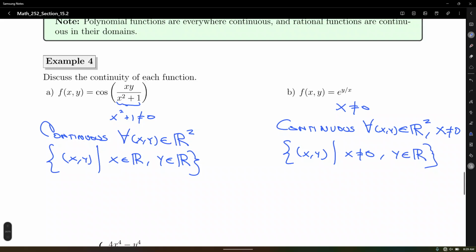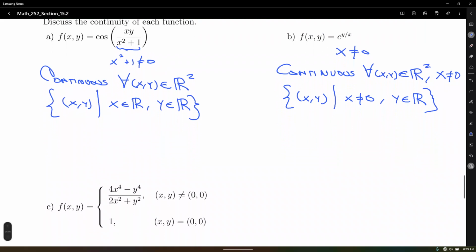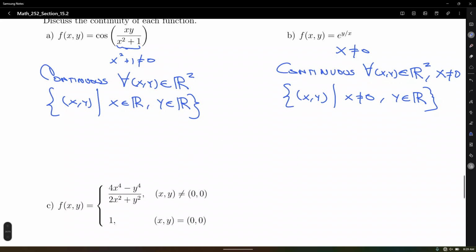A very classical problem when it comes to discussing continuity is the typical piecewise defined function. Like this one, f of x, y equals this rational expression, with a condition for all x, y not equal to 0. Because, well, check the denominator. You notice how both of them can be 0 at the same time. Otherwise, the function is undefined.